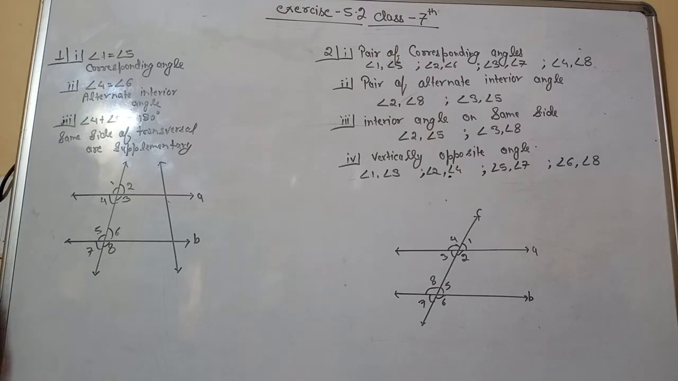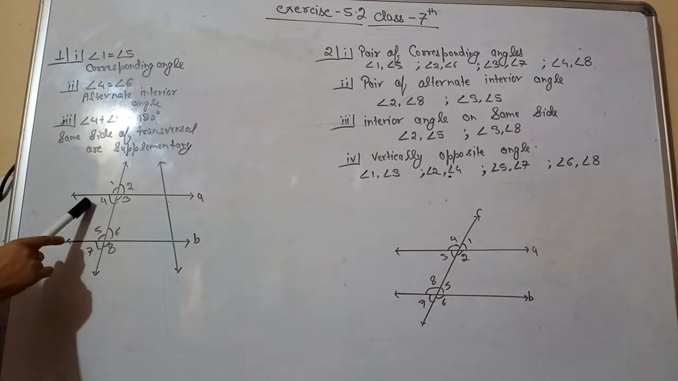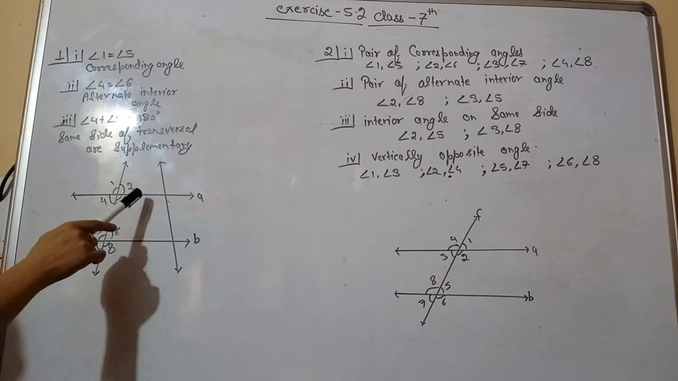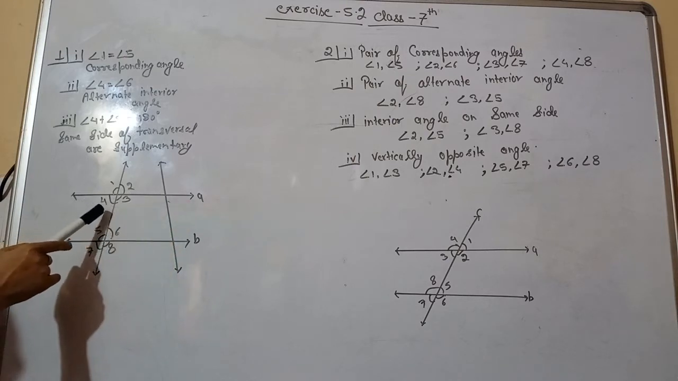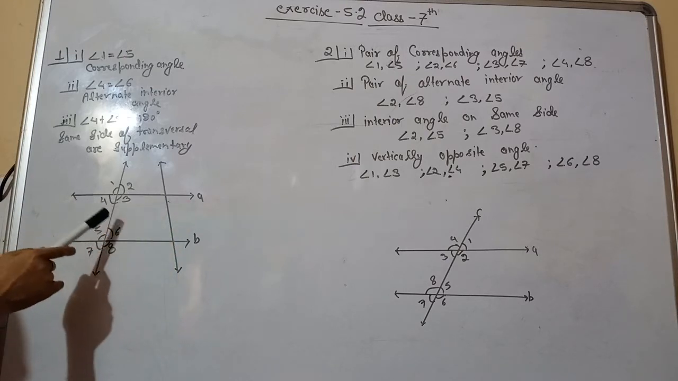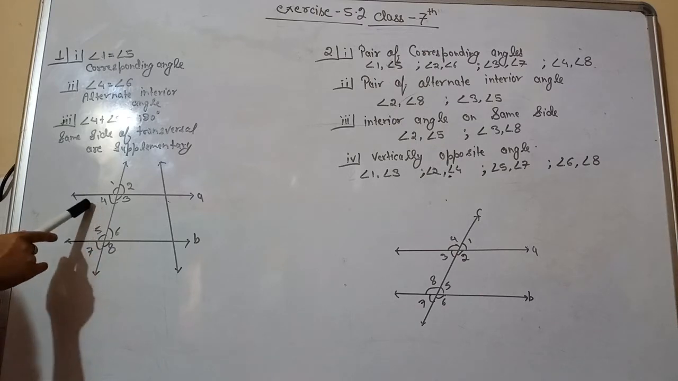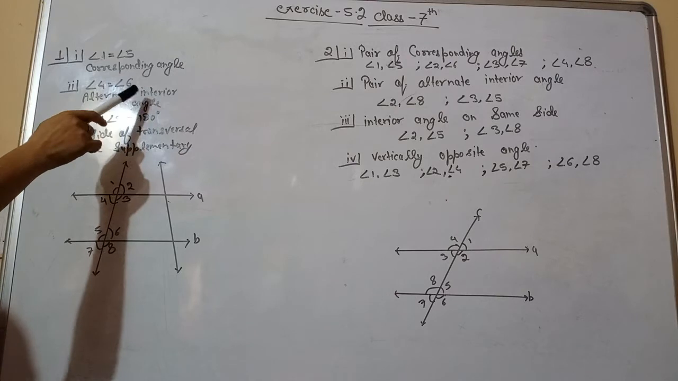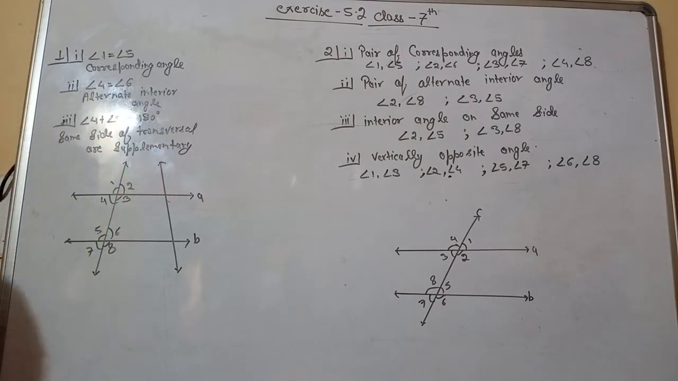Second option, angle 4 is equal to angle 6 when A is parallel to B. Now see, between these two lines, this is the interior region, and this is on the left side interior and this is on the right side of interior. So these both are alternate interior angles. Okay, so 4 equal to 6 by alternate interior angle property.